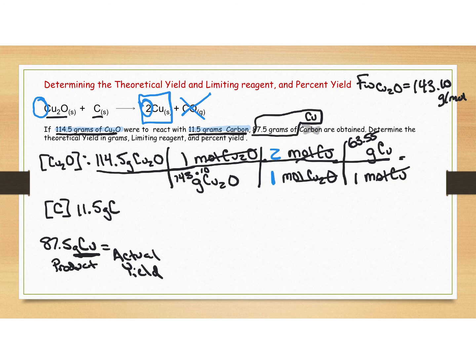Okay, so now I have to solve for this. In my calculator, I'm going to negate the ones, but I'm just going to go up and down like we did before. So I'm going to put in 114.5 divided by 143.10 times 2 times 63.55. Okay, and on my calculator, I get 101.6977.